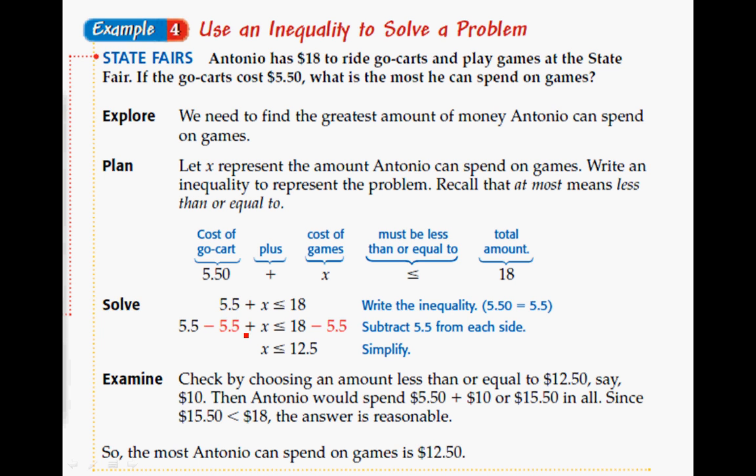So when they solve it, they drop the 0, and they end up with x is less than or equal to 12.5, which is $12.50. So if you wanted to check this, what they did was they picked $10 to use, and when they plugged it in, they got $15.50 is less than 18, which is a true statement.